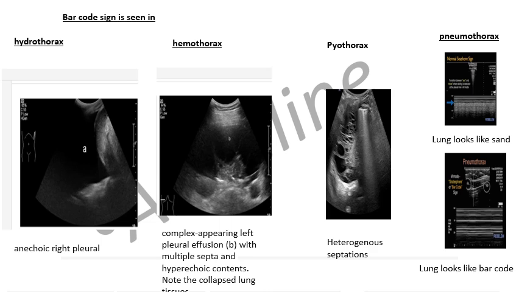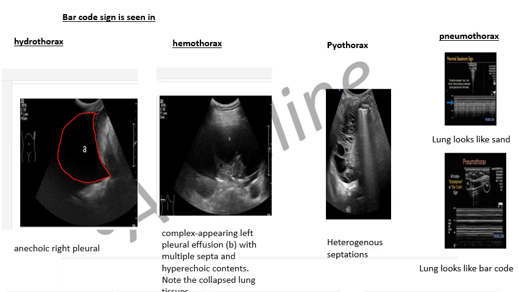So this is the last question for the day. Barcode sign, as I told you, it's a trending entity now. It's repeatedly asked. Do you get it in a hydrothorax? No. You can see that it is anechoic. See, absolutely no echoes. This is a pleural effusion or a hydrothorax. Look at hemothorax on an ultrasound.